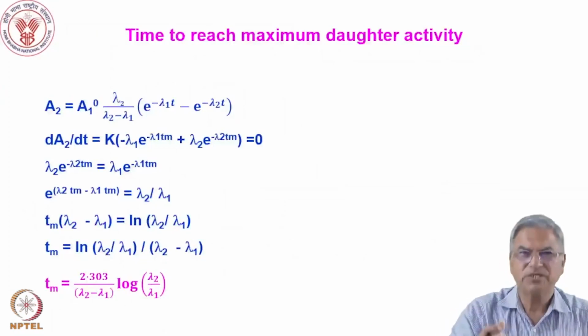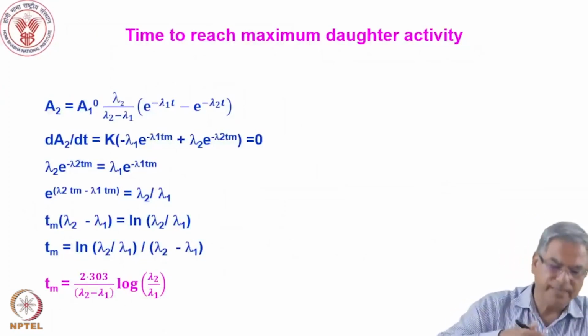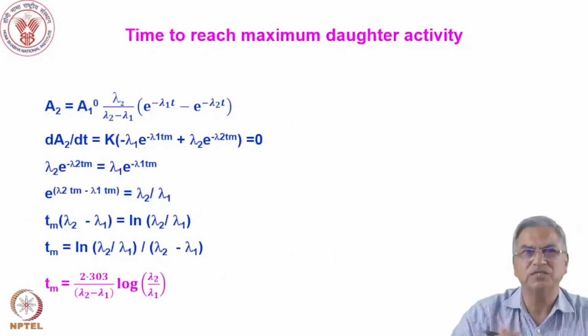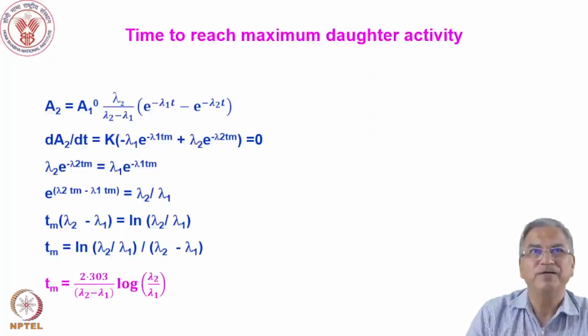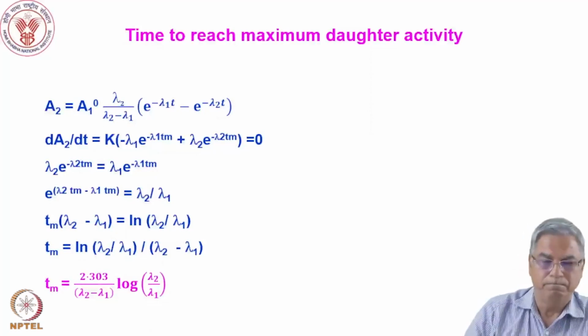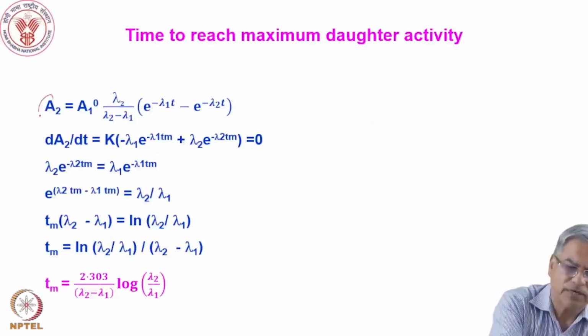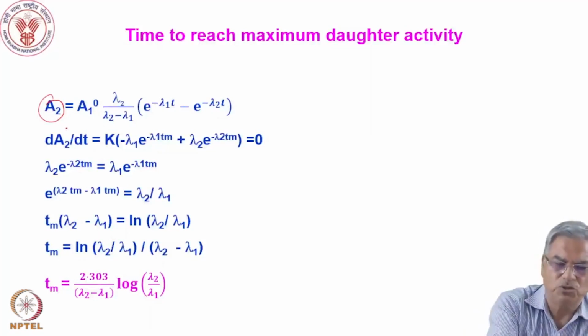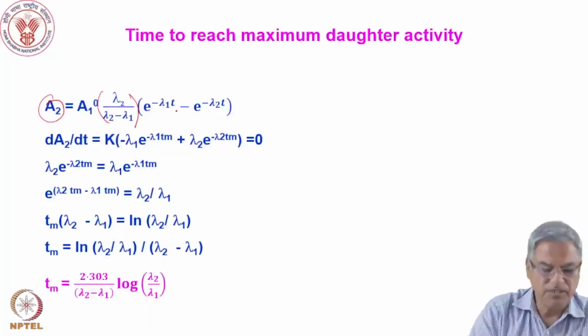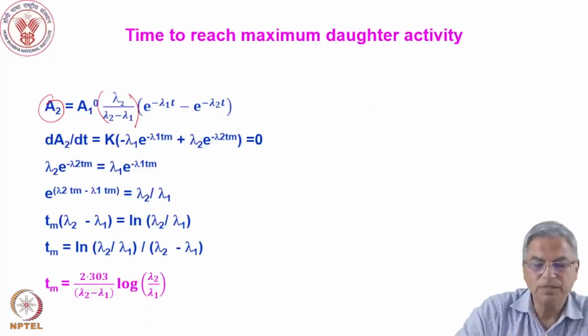Now we discuss the situation where the daughter activity grows, reaches a maximum and then starts decaying with the half-life of parent. So what is the time to reach the maximum daughter activity? Let us discuss this in this slide. The activity of daughter changes with time using this expression: A10 lambda factor into e raised to minus lambda 1 t minus e raised to minus lambda 2 t.